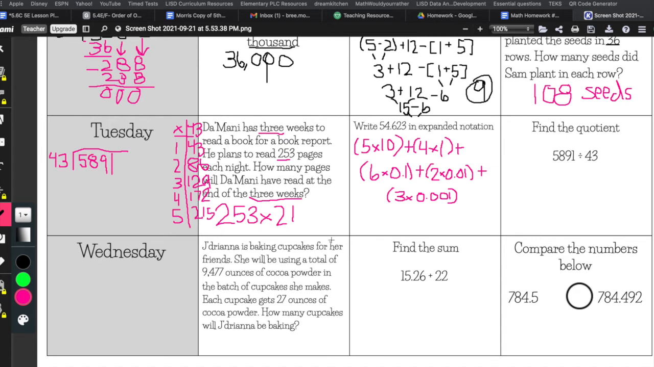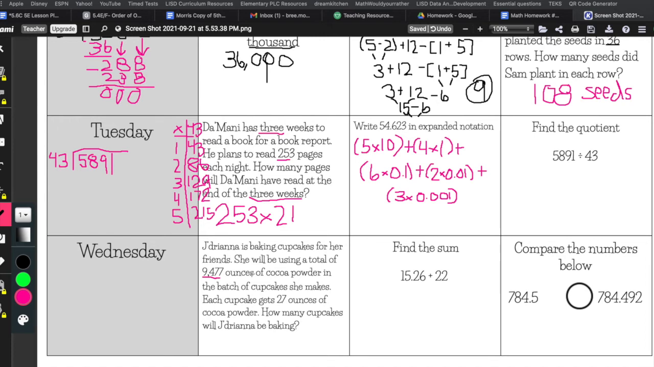Jadriana is baking cupcakes for her friends. She will be using a total of 9,477 ounces of cocoa powder in the batch of cupcakes she makes. Each cupcake gets 27 ounces of cocoa powder. How many cupcakes will Jadriana be baking?